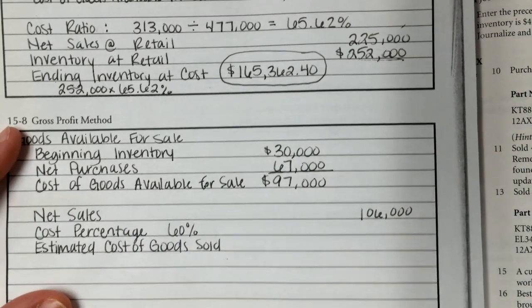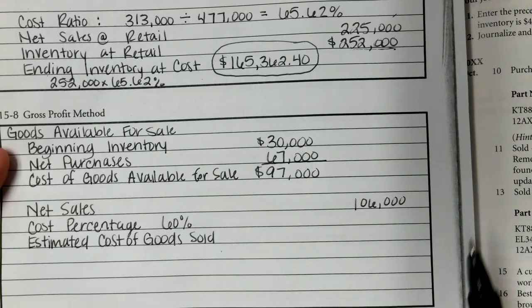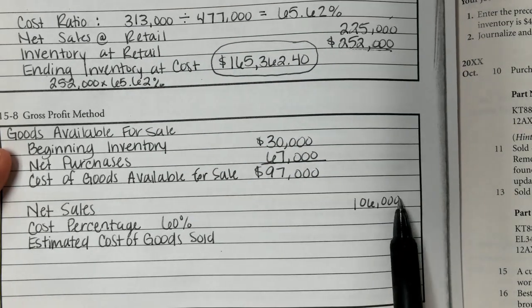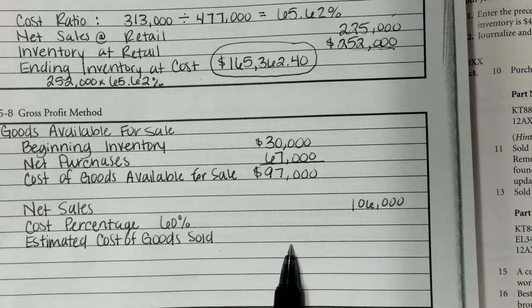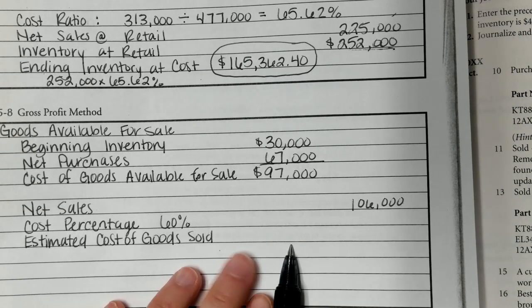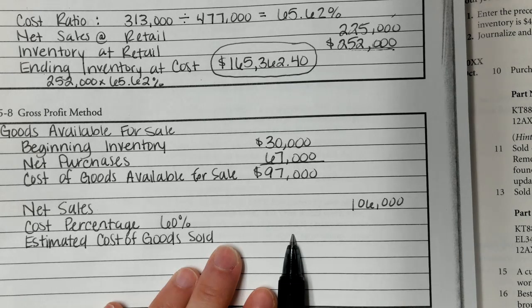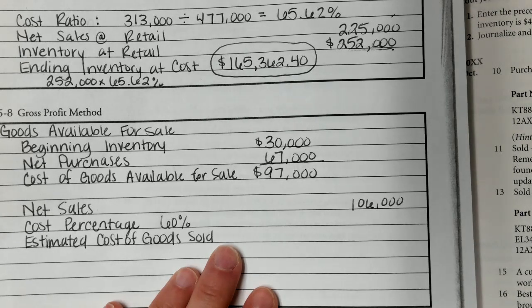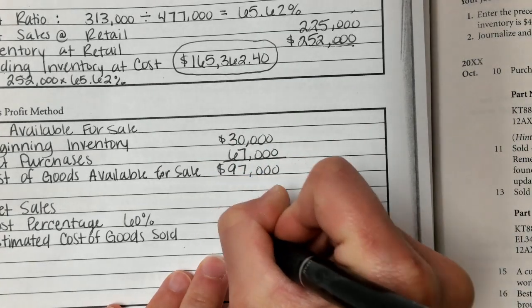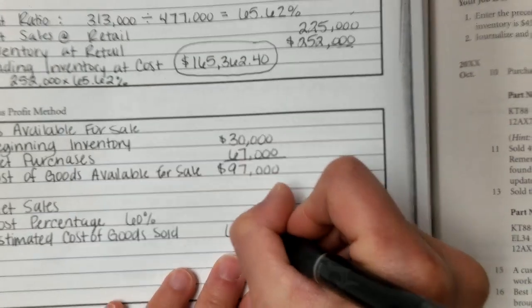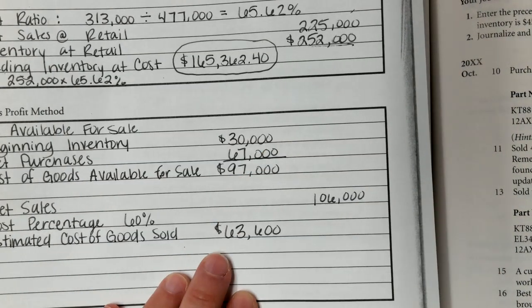So, for the gross profit method, we're taking our total net sales, multiplying by the cost percentage to estimate how much it costs us to sell all those pieces this year, or month, I guess. So your 106 times 60%. Cost of goods sold. 63,600 is $600.